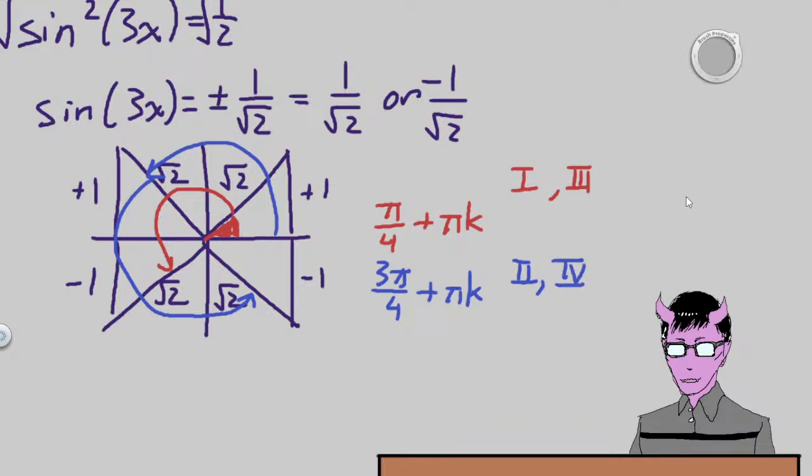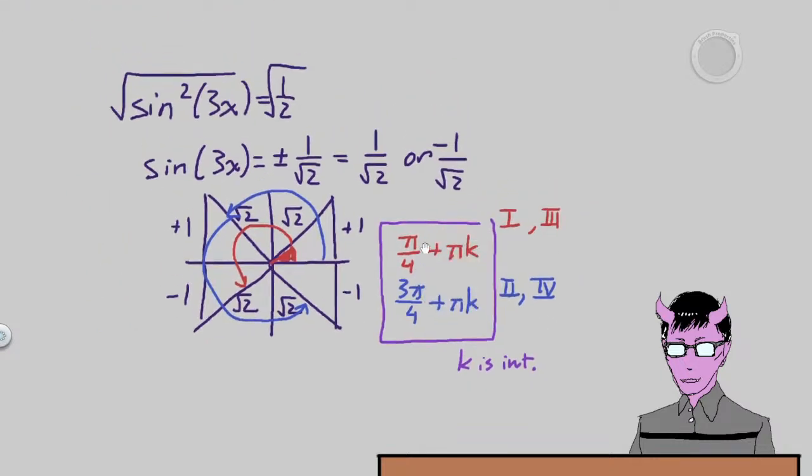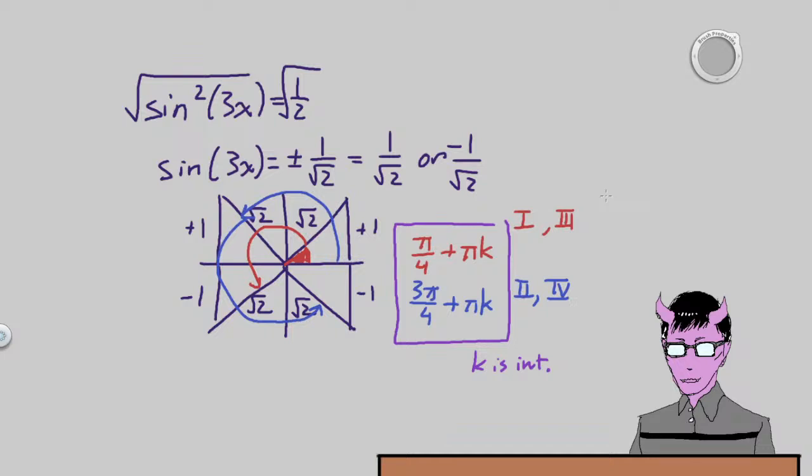And that should be good. There we go. Where k is an integer, of course. Should always put this. Alright. And I think that should be good. I'm going to just test out one value.